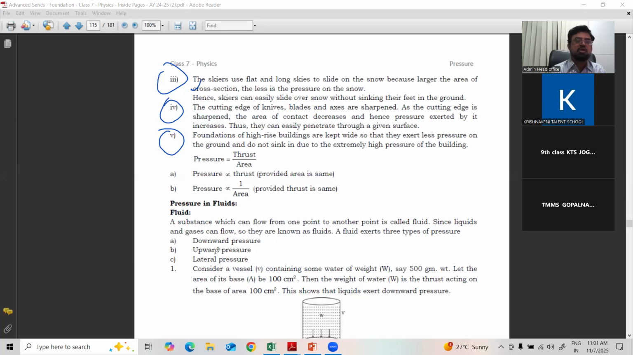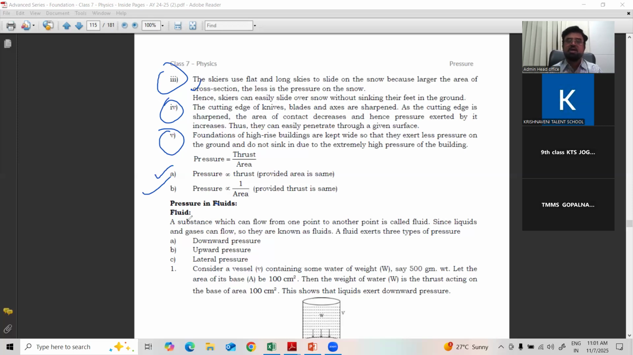That is, pressure is equal to thrust by area. Okay, so these are the applications. Same formula only. Pressure is directly proportional to thrust and inversely proportional to area. If area increases, pressure decreases; examples are the camel and skis. If area decreases, pressure increases; examples are the knife and axe.